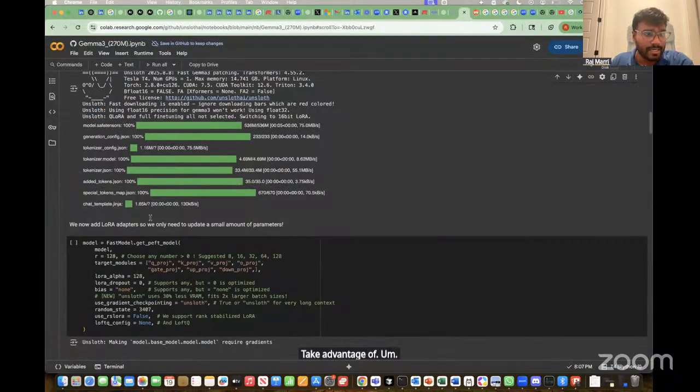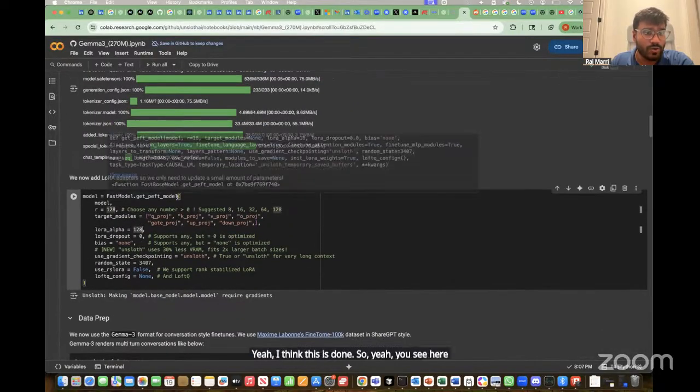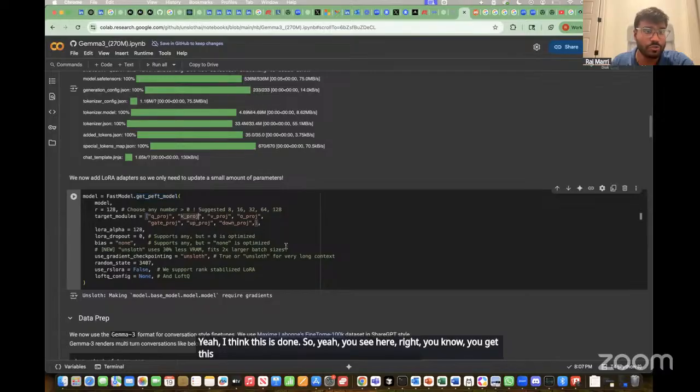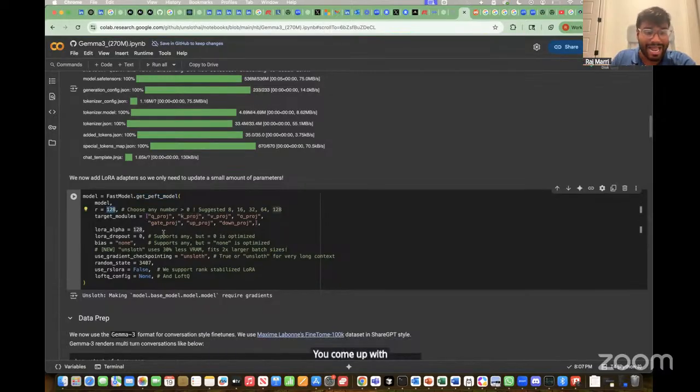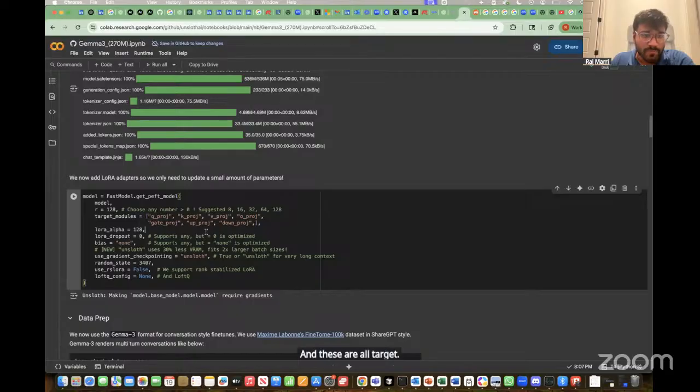So that's the beauty of these LoRAs and QLoRAs that you can take advantage of. And yeah, I think this is done. So you see here, right? You get this PEFT model. So you're introducing these weights. You come up with R, which is the rank of the matrix. They usually suggest 8, 16, 32, 64, 128. So here they're usually just using 128. And these are all target modules. So these are all something that actually acts in the embedding space, in the latent space, where you have these projections of all of these.